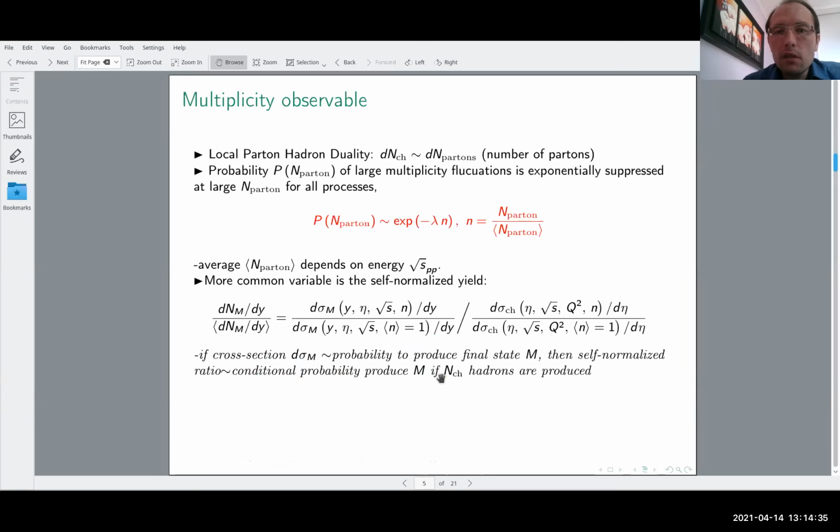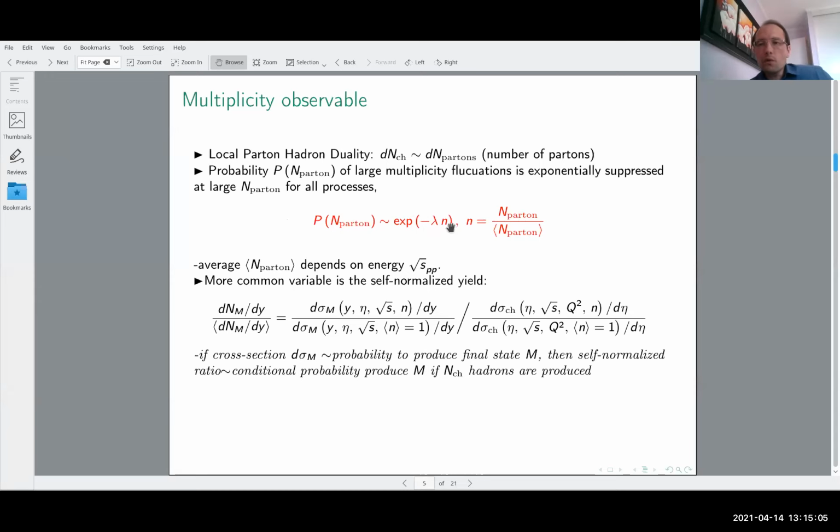We know that the number of charged particles which appear in final states is directly proportional to the number of partons which are produced from the gluon, according to local parton-hadron duality. And we know also that the probability of large multiplicity fluctuations is exponentially suppressed. Here we can see the typical expression given according to the so-called KNO scaling. And we can see that it's an exponential suppression, which is very strong at very large n.